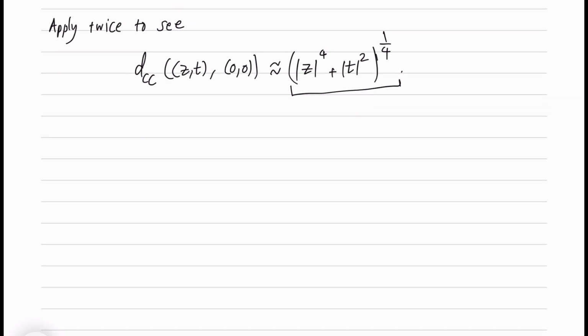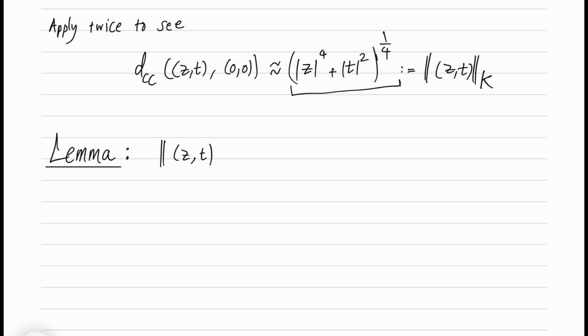So let's call this the Koranyi norm of the point (z,t). Any point in the Heisenberg group can be written as (z,t), and then this is defined to be the Koranyi norm. So basically this lemma is saying that it deserves the name. If you multiply two elements, their Koranyi norm is less than or equal to the addition of the individual Koranyi norms.